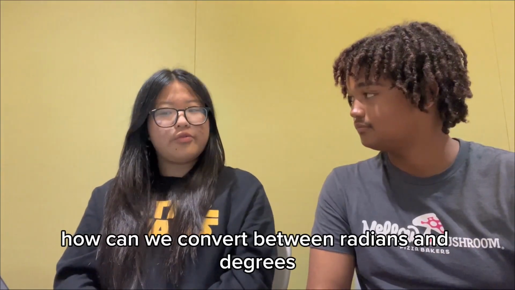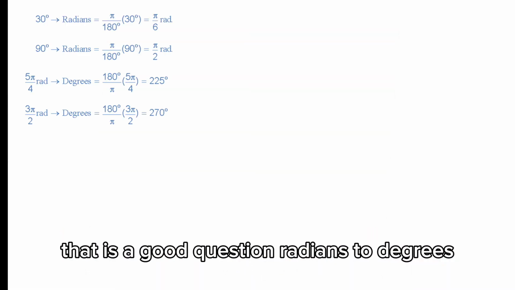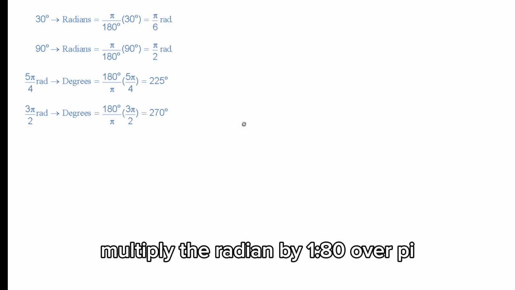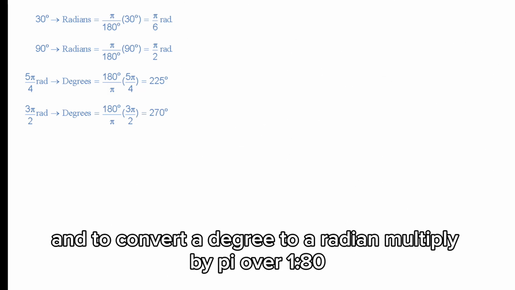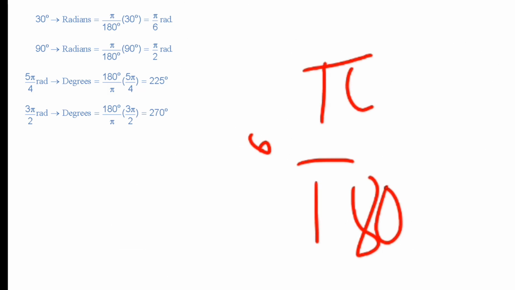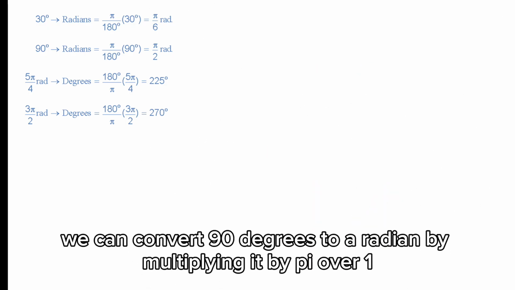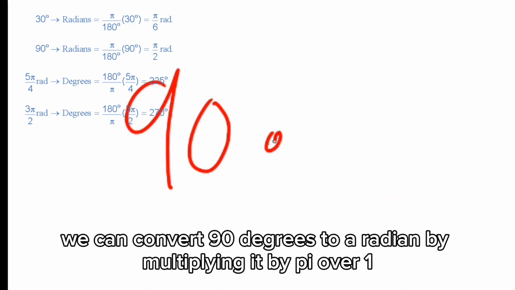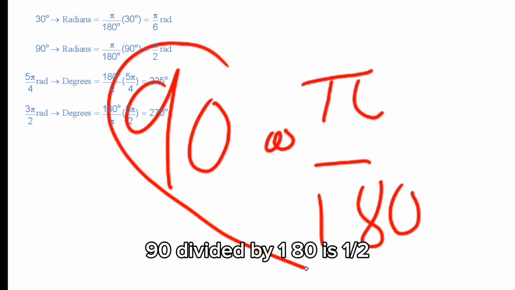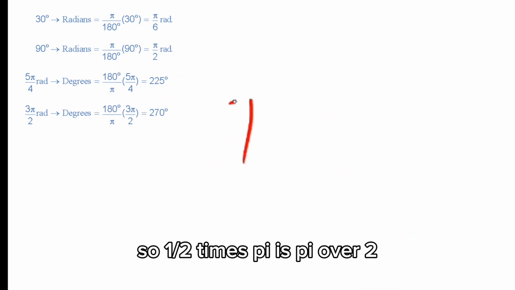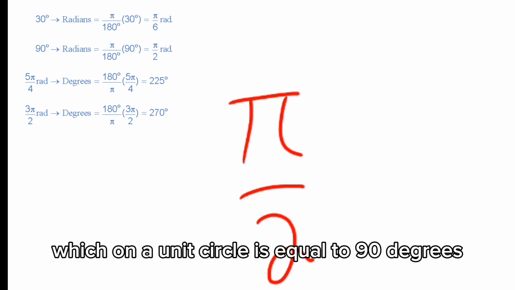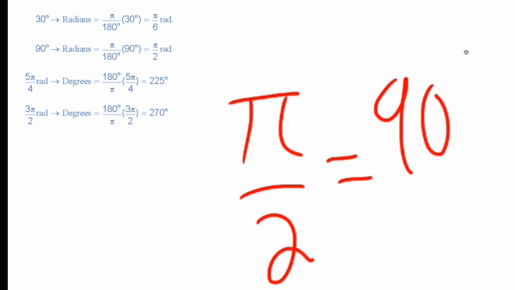So Jaden, how can we convert between radians and degrees? That is a good question. To convert radians to degrees, multiply the radian by 180 over pi. And to convert a degree to a radian, multiply by pi over 180. As an example, we can convert 90 degrees to a radian by multiplying it by pi over 180. 90 divided by 180 is 1/2. So 1/2 times pi is pi over 2, which on a unit circle is equal to 90 degrees.